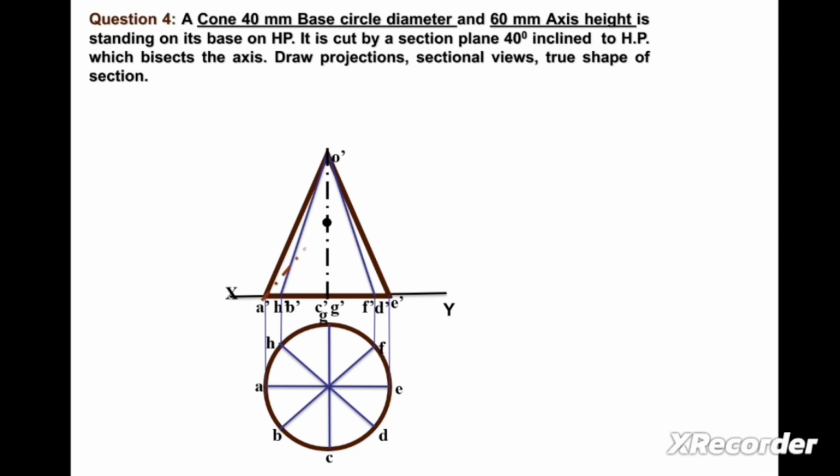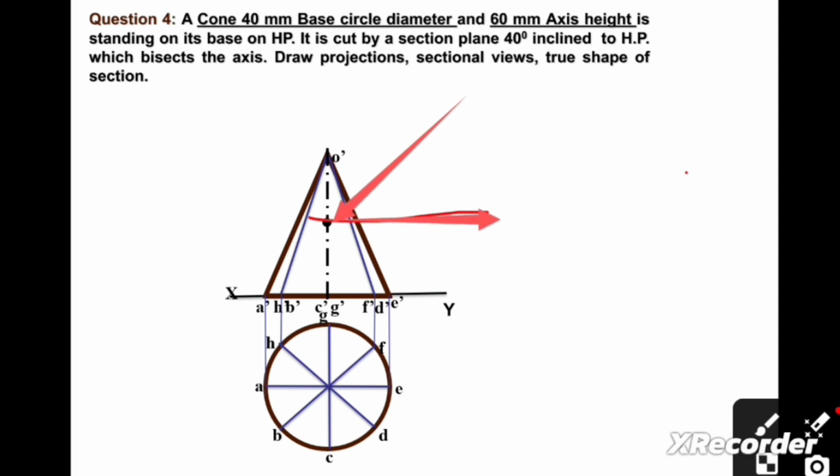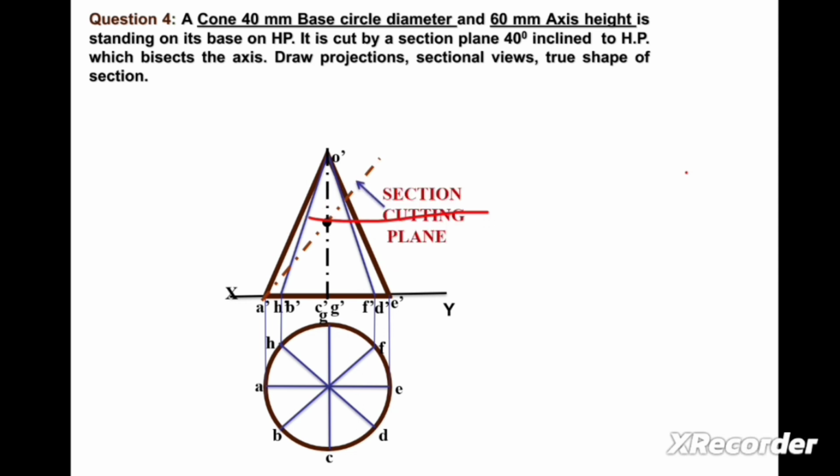Now we can draw a horizontal line from this midpoint of the axis having any length. Now we can draw one line at an angle of 40 degrees as it is given in the question. The cutting plane bisects the axis and is inclined to the horizontal plane. So we can draw this line as shown in the figure. The inclination of this line with this horizontal line is 40 degrees. It is the section cutting plane. This angle is 40 degrees as it is given in the question.